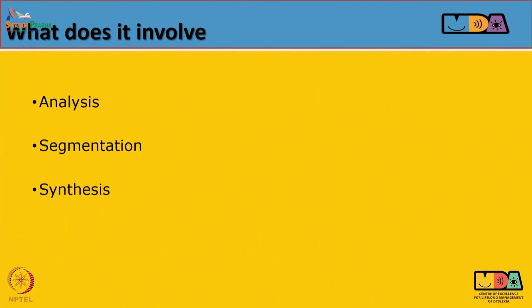What does spelling involve? Spelling involves 3 steps. One is analysis, the other is segmentation, and the third is synthesis. Now, let us go through each step one by one. Analysis. Analysis is finding out what are the sounds that are there in a word. For an example, I am taking the simplest word that every child can know, cat.